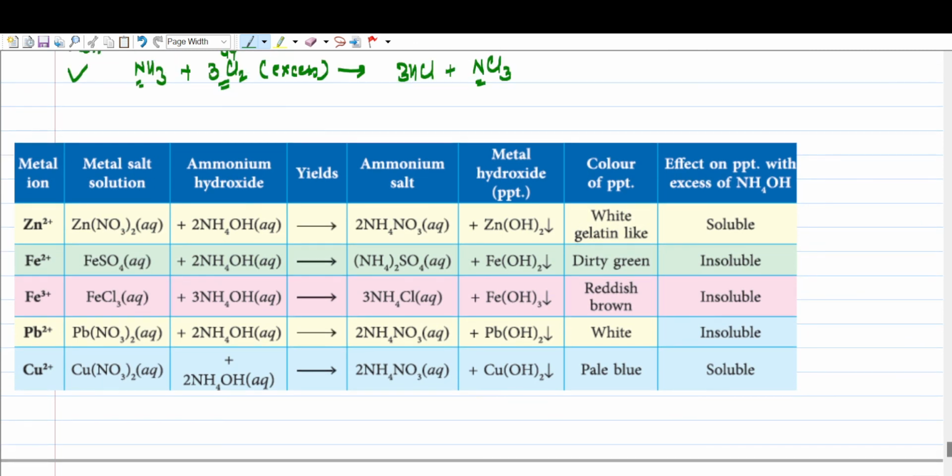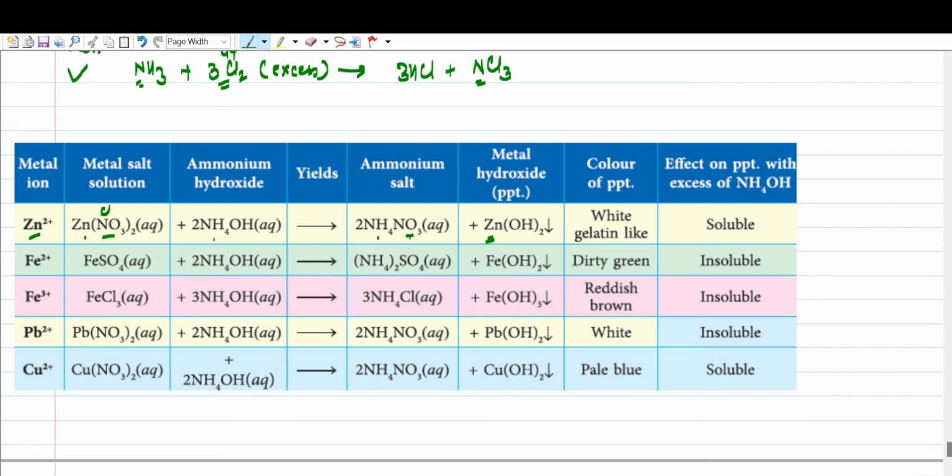If we take ammonia gas in the chemistry lab, then it acts in the form of ammonium hydroxide, and it acts as a lab reagent. Let's study how. If we take zinc ions, zinc ions with ammonium hydroxide are going to form zinc hydroxide, a gelatinous white precipitate. If you have taken nitrate, then you will get ammonium nitrate.